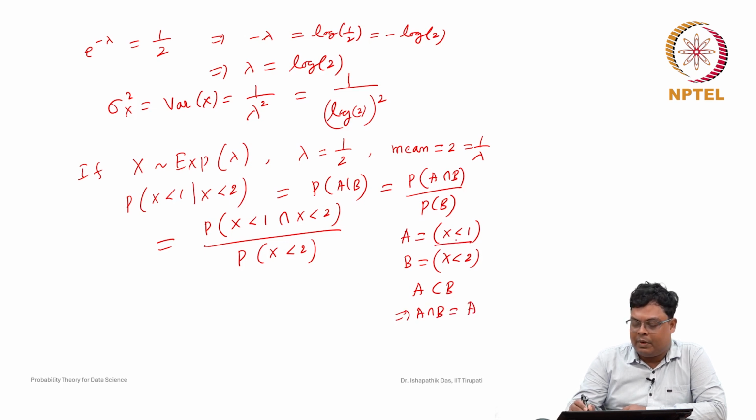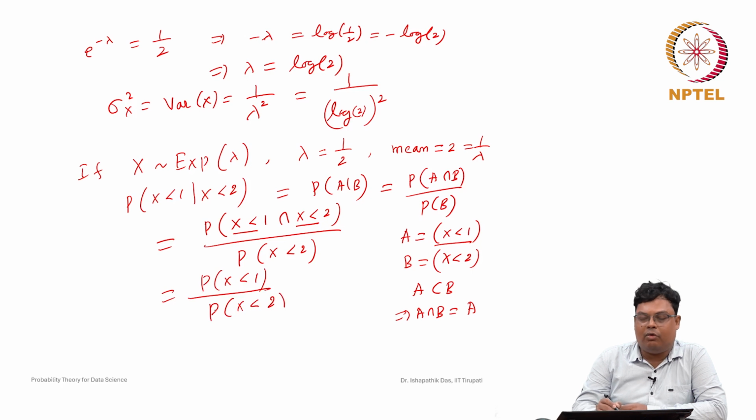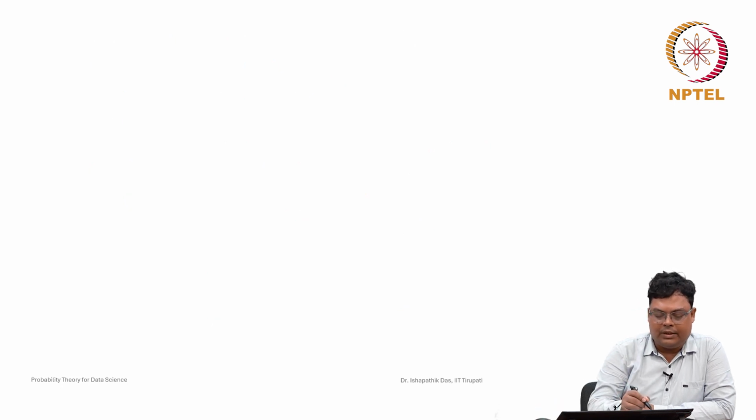Why? Because if all the values in the sample space satisfy X less than 1, then they will satisfy X less than 2. That is why A is a subset of B, so A intersection B is A. So, this will be the probability of X less than 1 divided by the probability of X less than 2. Now, we have to find the probability of X less than 1 and the probability of X less than 2, since X is an exponential random variable with lambda 1 by 2.